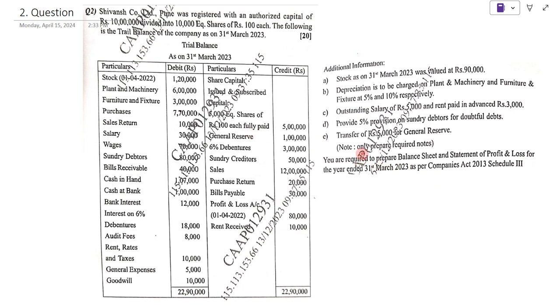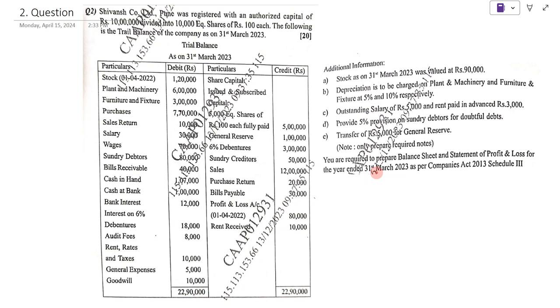Okay. Now we have a note: we have to prepare only the required working notes. You are required to prepare balance sheet and statement of profit and loss for the year ended 31st March 2023 as per Companies Act 2013 Schedule 3. Okay, so this is the example. Now we will solve this example.